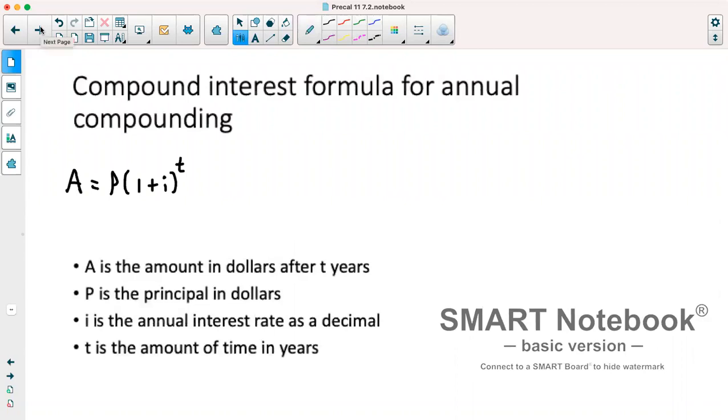Now, we have a couple formulas. This first one is for annual compounding. So if it compounds once a year, which means your interest is calculated once a year, it is A, which is our total amount, is equal to our principal, which is the amount we invest, times 1 plus our interest rate as a decimal, so our annual interest rate as a decimal, to a power of t.